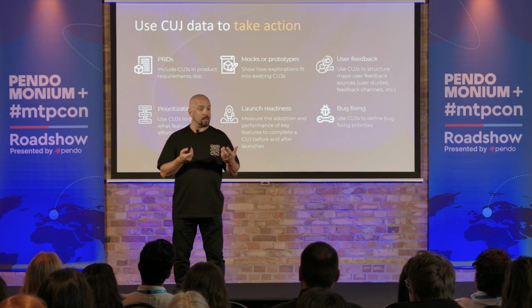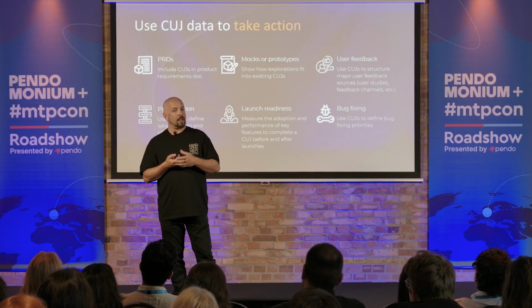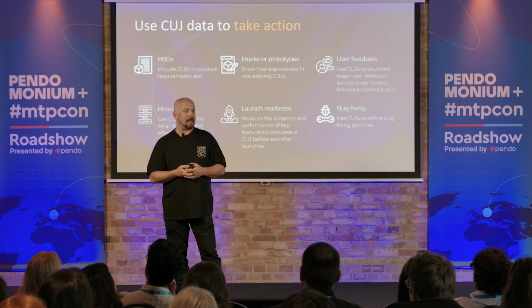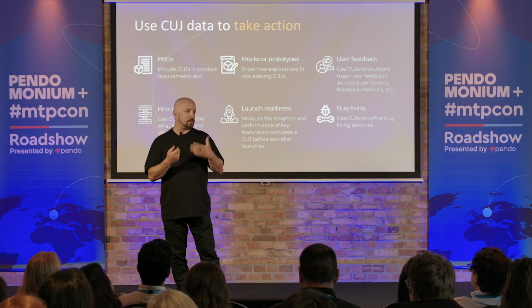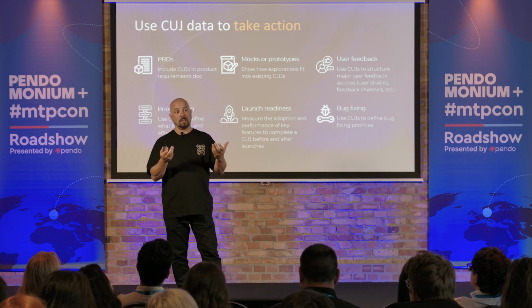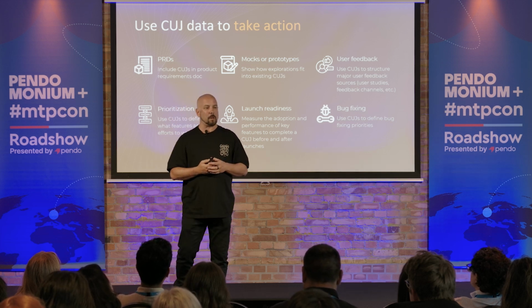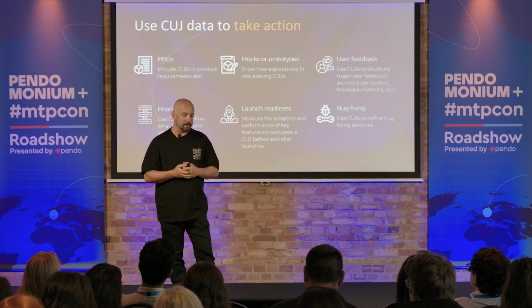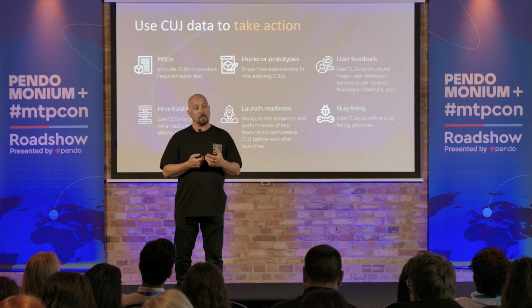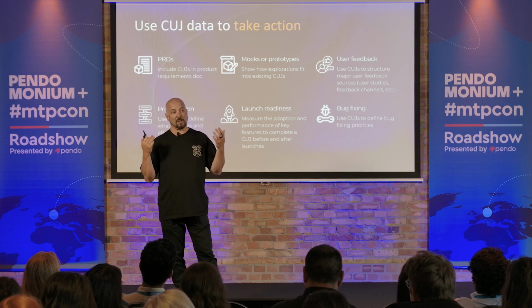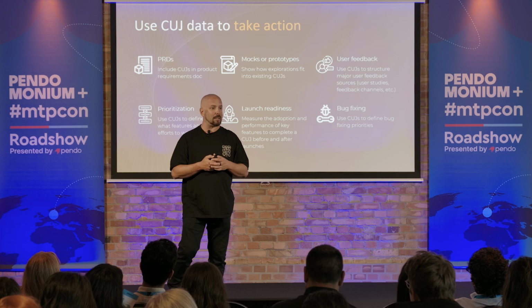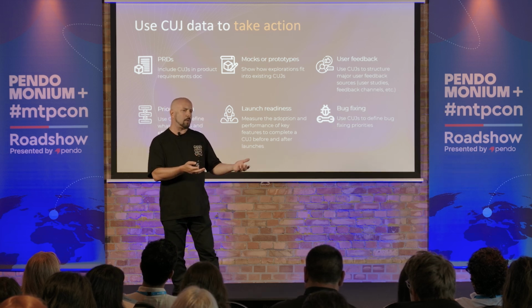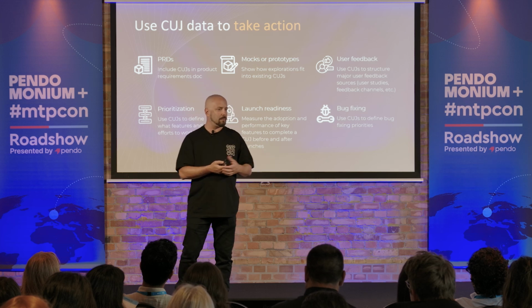We can also use it to understand launch readiness. We actually do that regularly, because we always have these A/B tests, these experiments we run, and when you measure CUJs, you can also attach that to the experiment and see how things are going and understand, okay, we're ready to launch or not. And finally, you can also use it for bug fixing, right? You always have more bugs than can be fixed, right? Now you know that CUJ7 is doing really poorly. Why don't you prioritize the bugs that are about CUJ7?